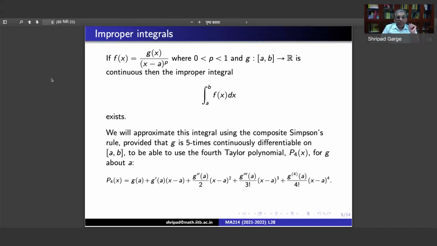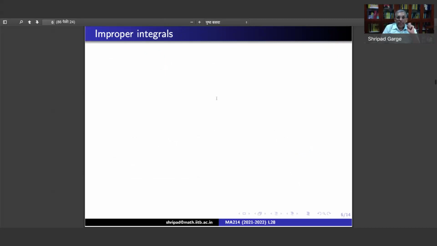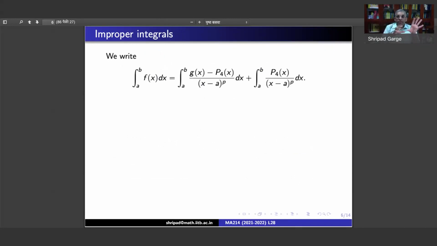So this is what we have. We have this numerator g, which we are going to approximate by P4, and we want to compute the integral of f. So there is this denominator which we have. So what we do is that this integration from a to b of f(x) dx, which is really the integration of g(x) upon (x minus a) to the power p, we write as a sum of two integrands, where we have (g(x) minus P4(x)) upon (x minus a)^p plus the remaining part, which is the integration of P4(x) upon (x minus a)^p.